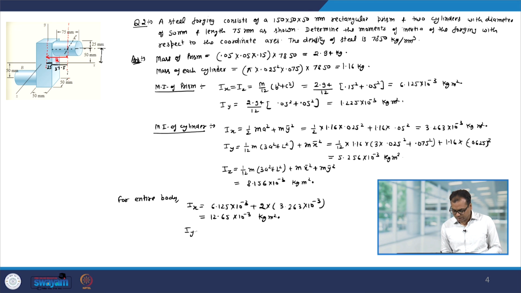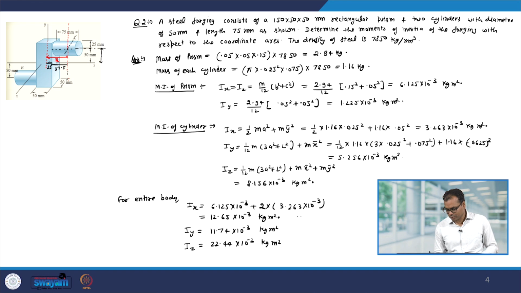Similarly, the moment of inertia of the entire body about the y axis is 11.74 into 10 to the power minus 3 kg meter square, and the moment of inertia about the z axis will be 22.44 into 10 to the power minus 3 kg meter square.